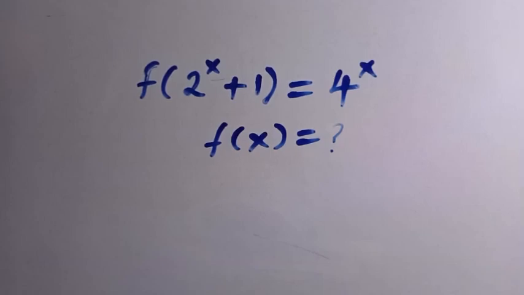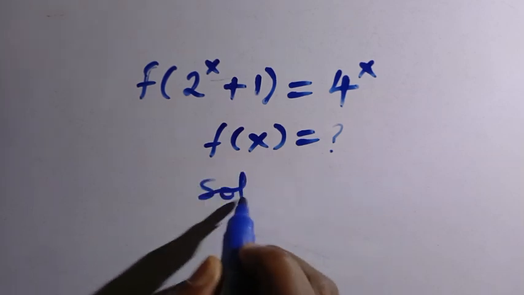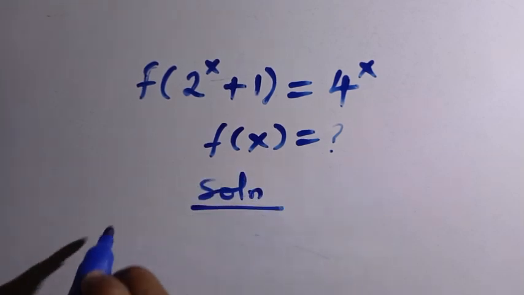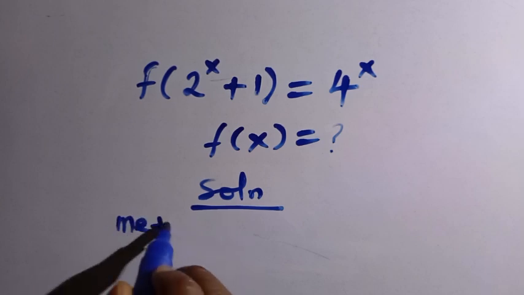How to solve these nice functional equations for f of x, given that f of 2 power x plus 1 equals 4 to the power x. So I'm going to be solving this using two different methods. So let's consider the solution from here. Consider this as method 1.